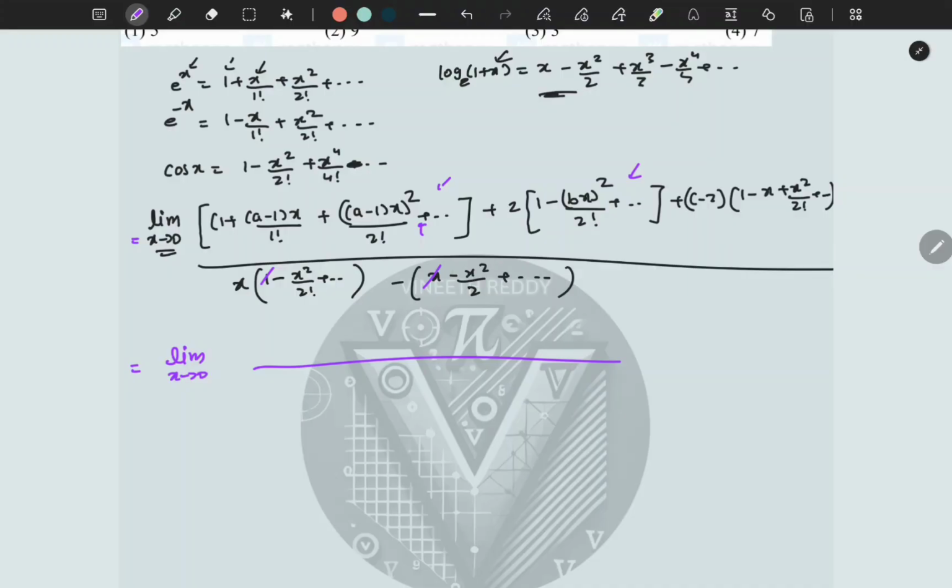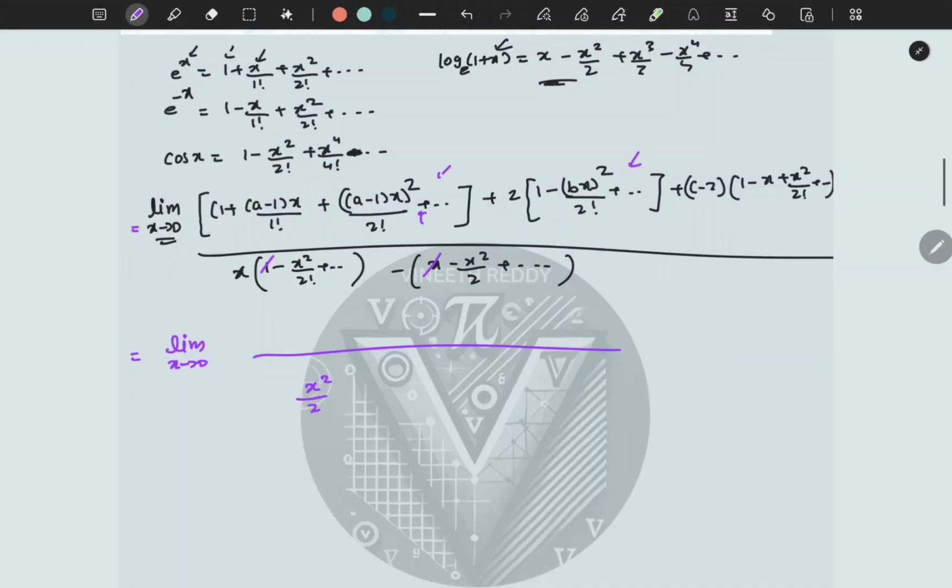I hope you are with me. That means x square by 2 minus x cube by 3 factorial and so on. Now the other terms will have power of x greater than 3. That means all these terms will be approaching 0 since x is approaching 0. In comparison to x square by 2, all these terms can be neglected. I hope you understood this. I'll repeat this. See, minus into minus is plus, x square by 2 we are writing down, and all the other terms will be in higher powers of x.